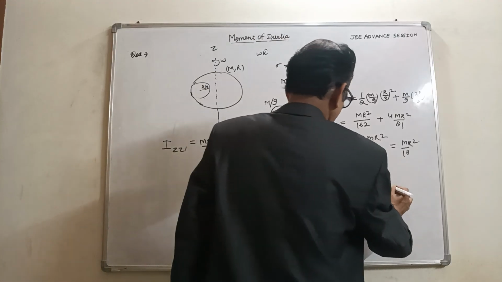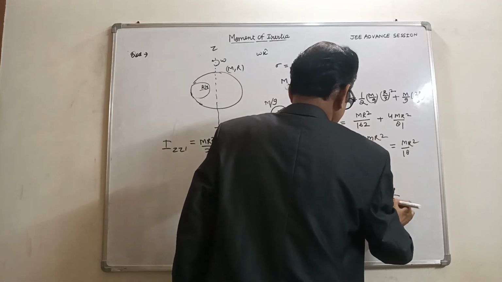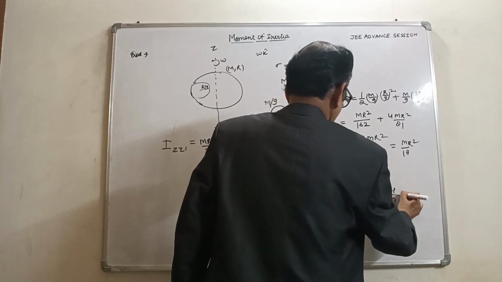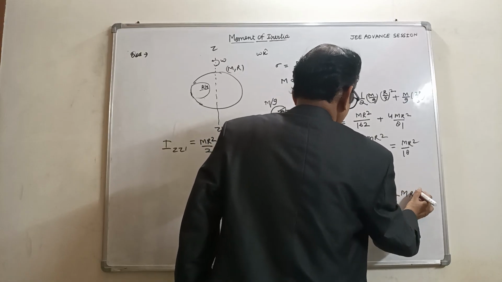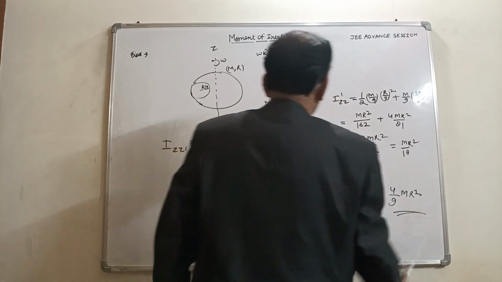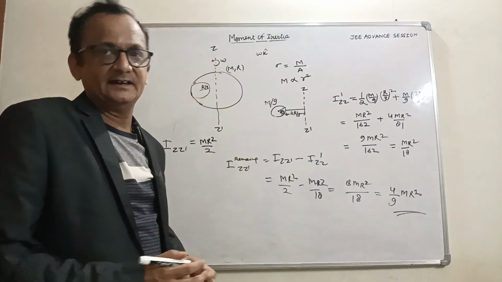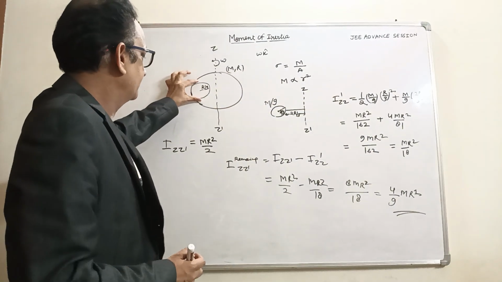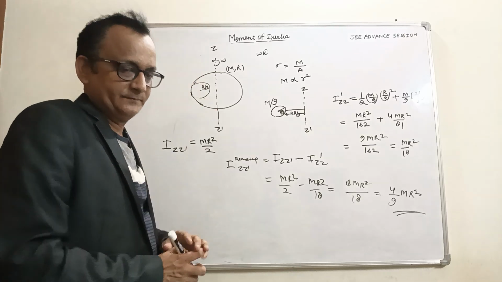So 4 by 9 mr square. This is the moment of inertia of the remaining part of the disk while this cavity is made here.